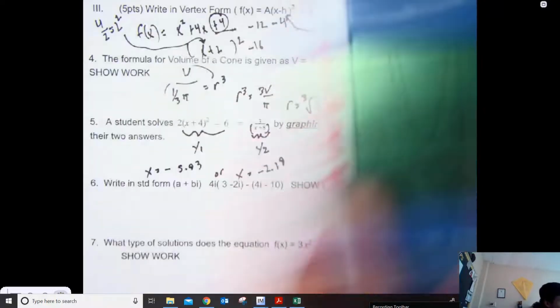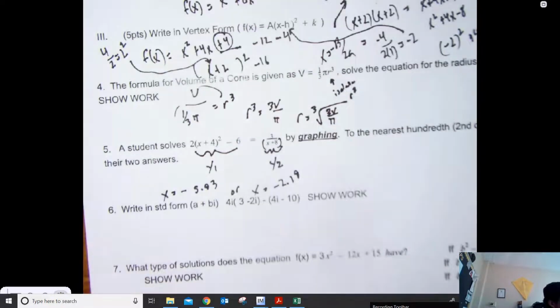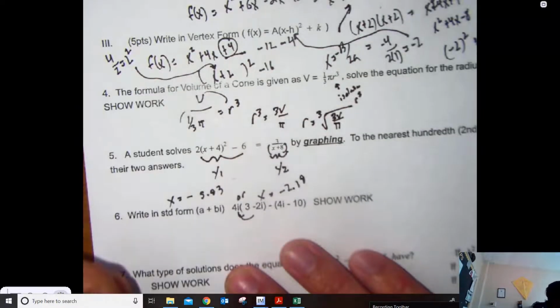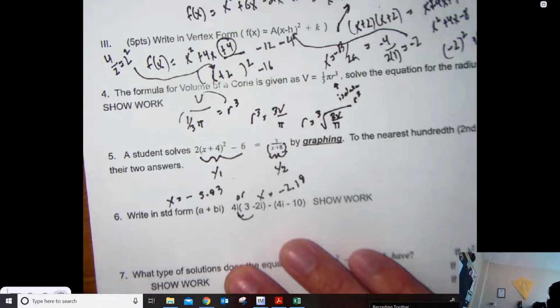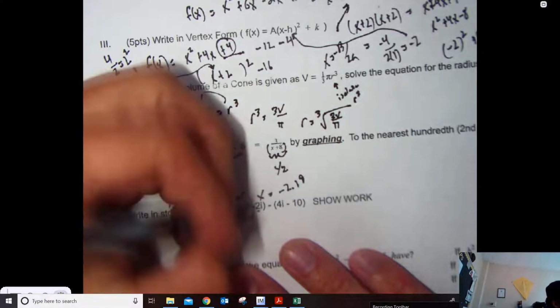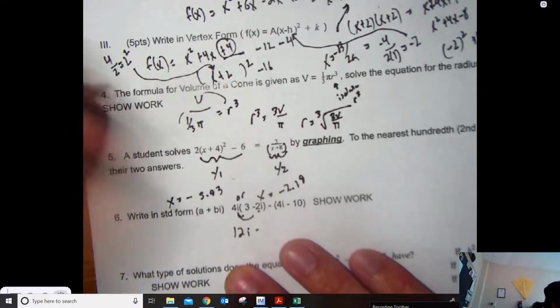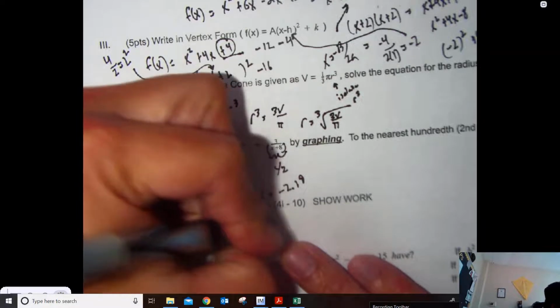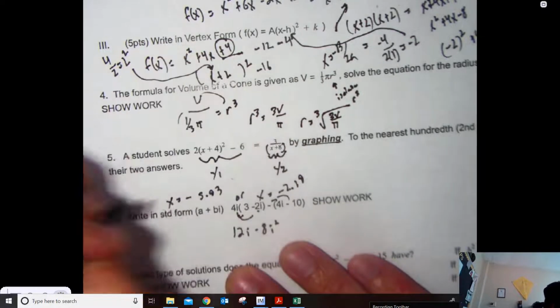All right, 6 and 7. These are supposed to be gimme problems. I guess we'll see. The 4i needs to be distributed in, or you can actually combine like terms, because there's not 3 minus 2i here. There's actually 12i minus 8i squared. And I'm going to go ahead and distribute this negative too.